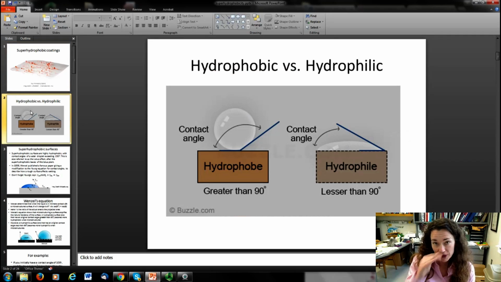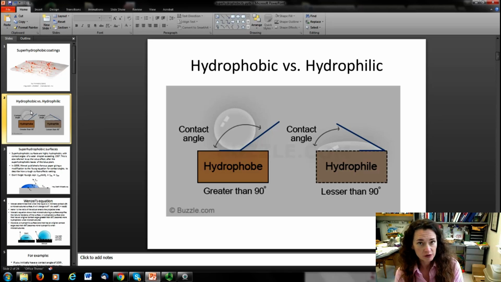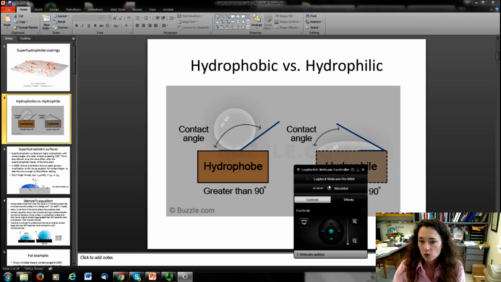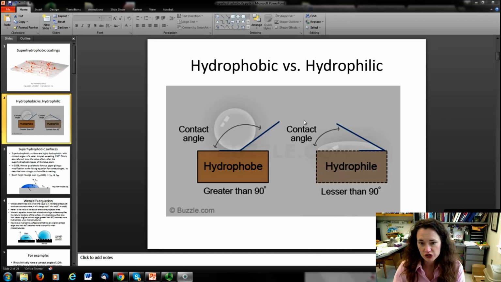So remember, in the last lecture we covered the ideas of hydrophobic versus hydrophilic surfaces. Remember, hydrophobic means water-fearing and hydrophilic means water-loving. So usually hydrophobic surfaces are classified as having a water contact angle that's greater than 90 degrees. And hydrophilic surfaces are usually characterized by having water contact angles of less than 90 degrees.